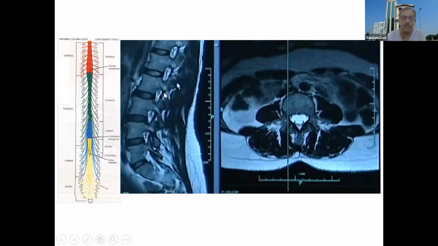So what is the boundary of the neural foramen? Anteriorly, the upper part is the vertebral body and the lower part is the disc annulus. Posteriorly, above is the inferior articular process and below is the superior articular process. The roof is formed by one pedicle, and the floor is formed by the other pedicle. So this is your neural foramen, and this black is your exiting nerve root. Okay, and these white areas are the foraminal fatty tissues. Right? Remember these things, very, very important.